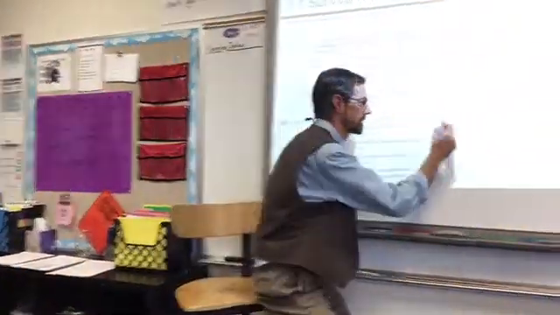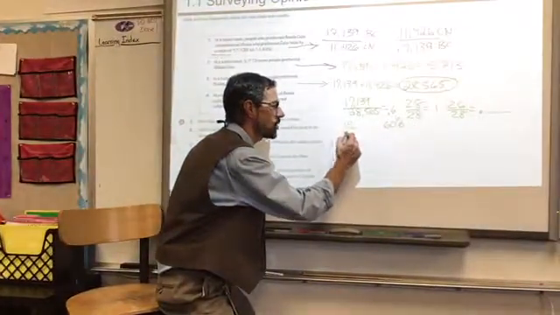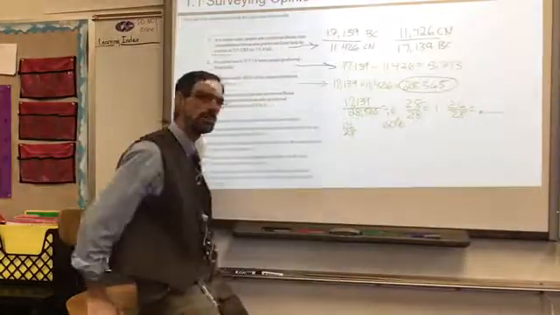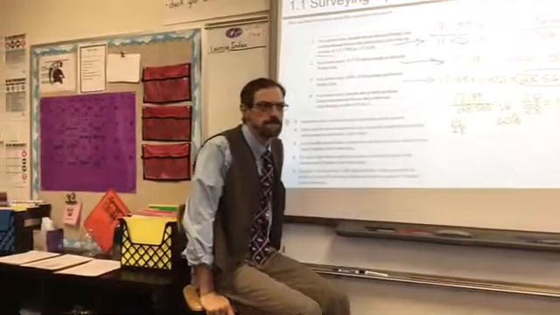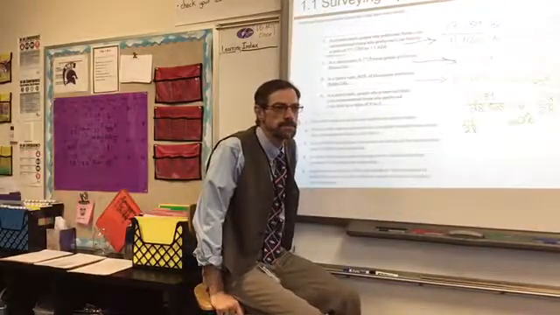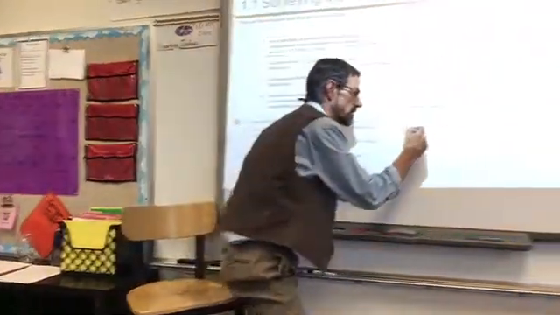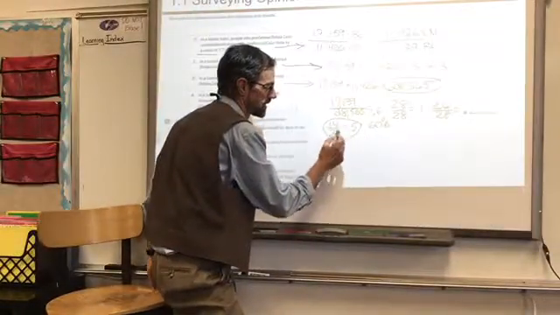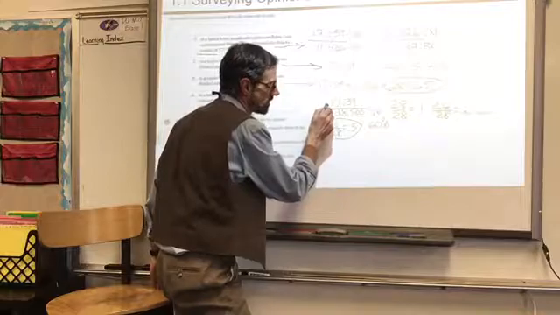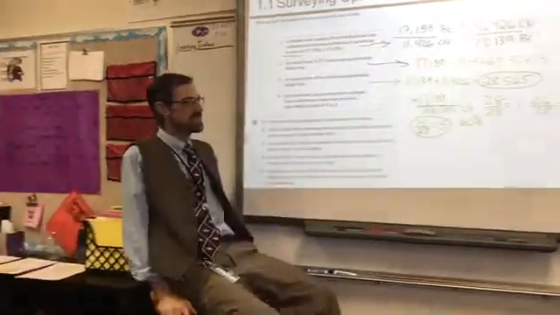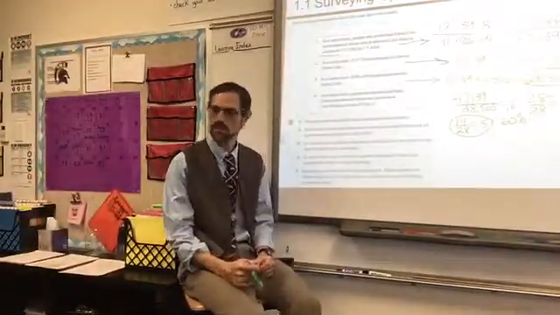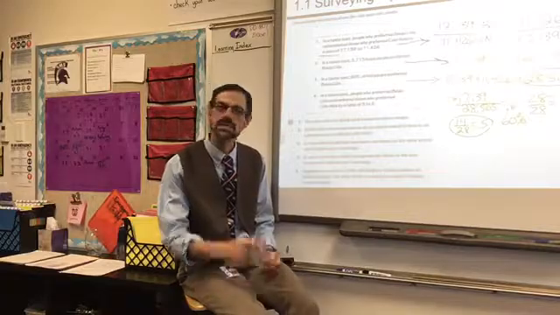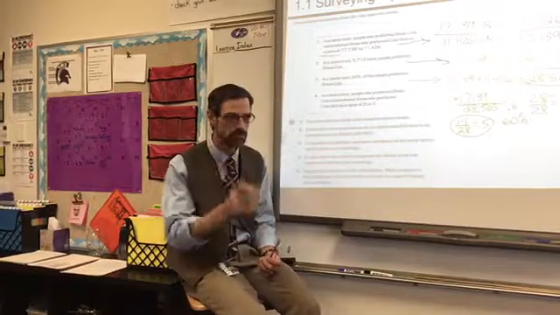So if this was 14 over 28, what would be my decimal? 0.5. So this is 50%. So is it possible that 17 equals 0.6? Yeah. Okay. See, some of this we have to do some thinking about.